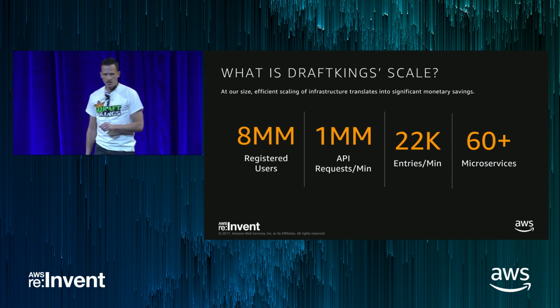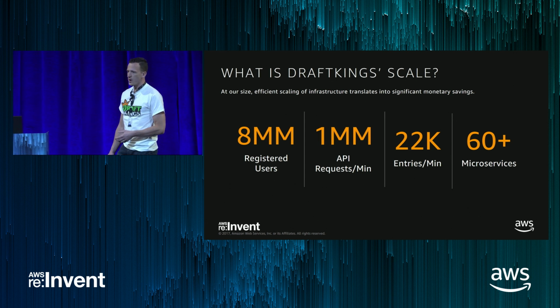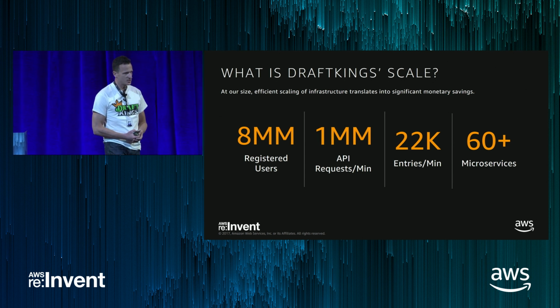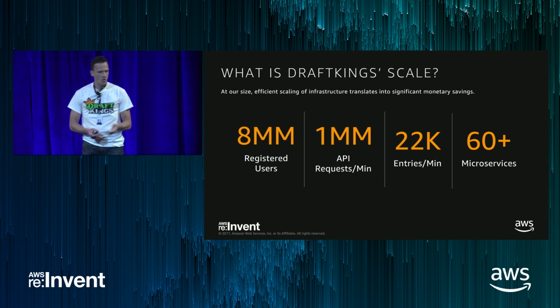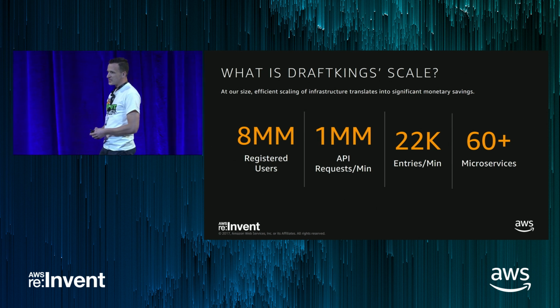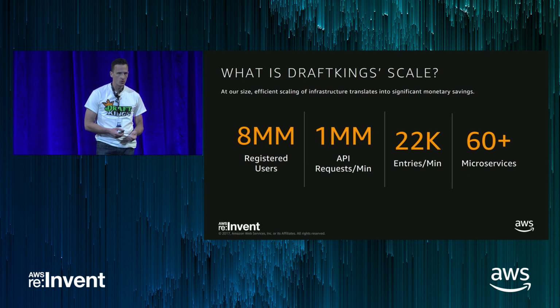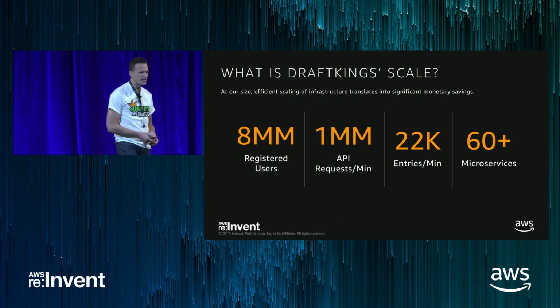So what's our scale? Basically, the point of this slide is that DraftKings is at the scale now where we have legit scaling challenges. We can't shove this whole thing on one box and expect it to work. Over the course of 5.5 years, over 8 million registered users have tried out DraftKings. At peak times on an NFL Sunday, our API will handle over 1 million requests a minute. We do 22,000 entries a minute.